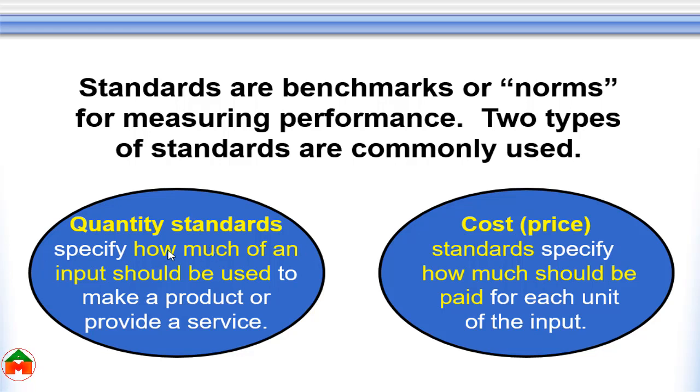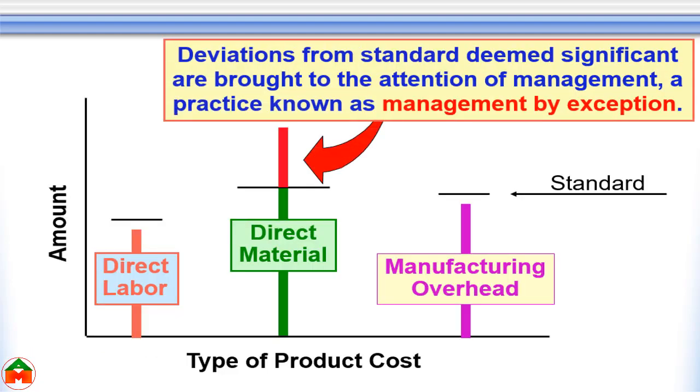So quantity standards indicate the amount we have to use. A price standard indicates what should be paid for producing a product or for using an input. So in this chapter we are going to find standards and variances for three items. First one is material. There will be two variances for material: material quantity variance and material price variance.